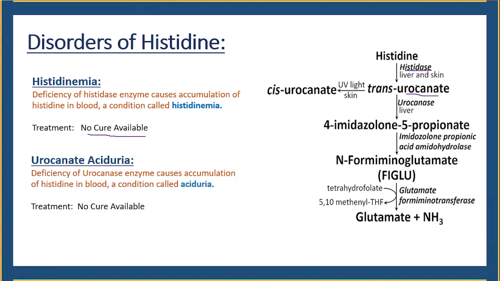Next, urocanate, with the help of the urocanase enzyme, is converted into 4-imidazolone-5-propanoate. If there is a deficiency of urocanase enzyme, it can cause accumulation of histidine in the blood again, and a condition called urocanic aciduria. Its treatment is also not available.